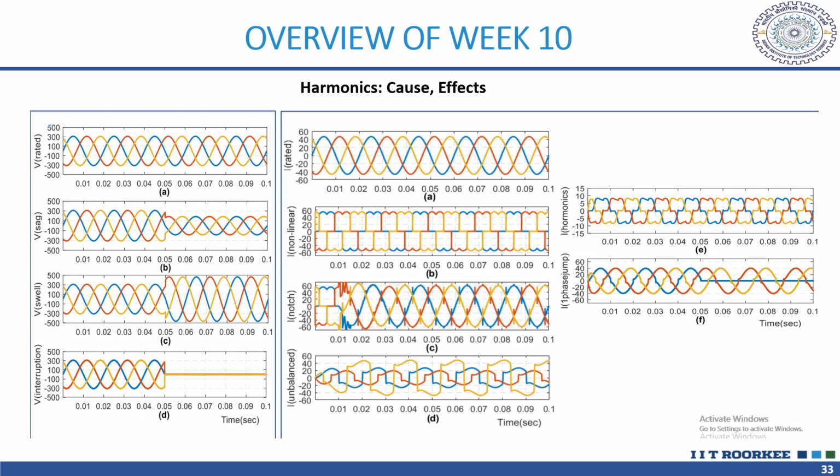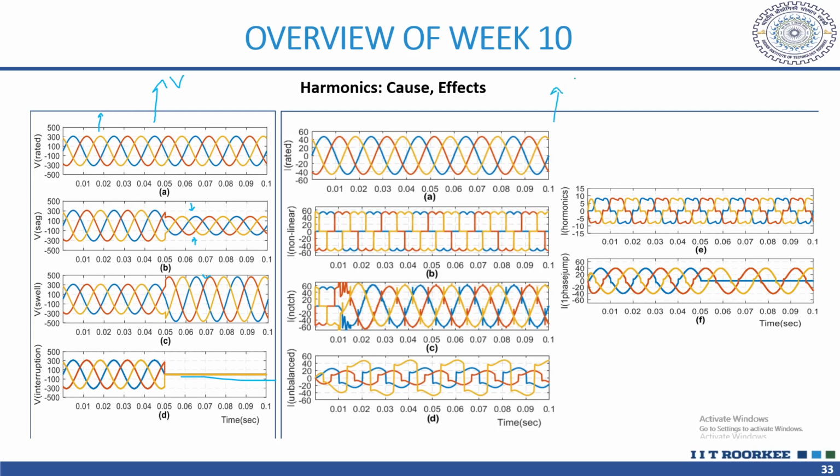These are certain types of disturbances that were discussed. This is your ideal case, where you get a perfect sinusoid, and this is the voltage sag, meaning the voltage is reduced. Swell, the voltage has increased. Similarly, interruption means no power, no voltage. So these are some power quality issues for the voltage.